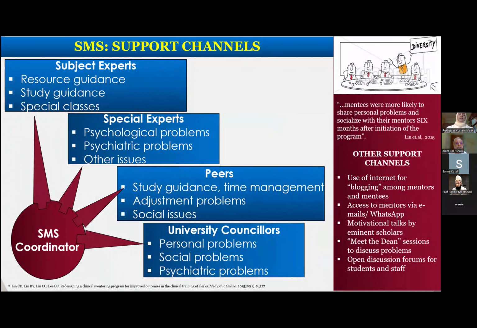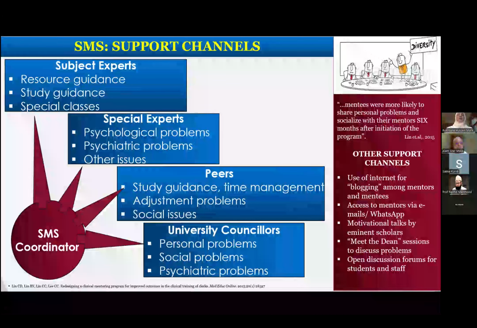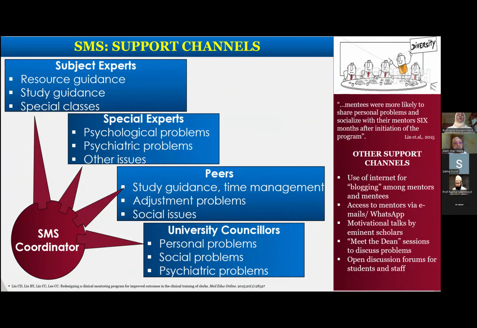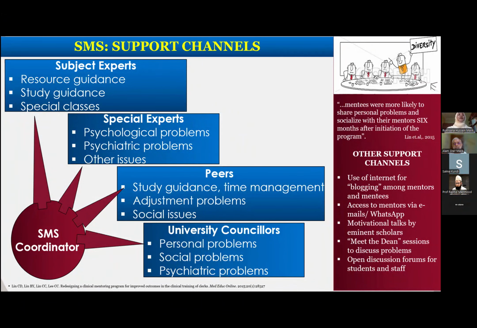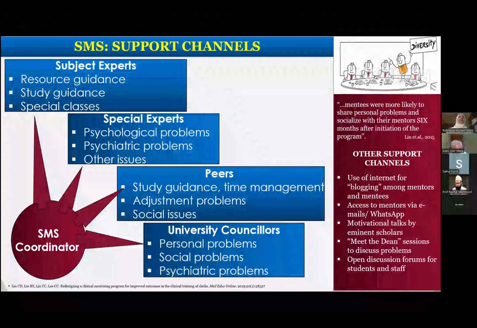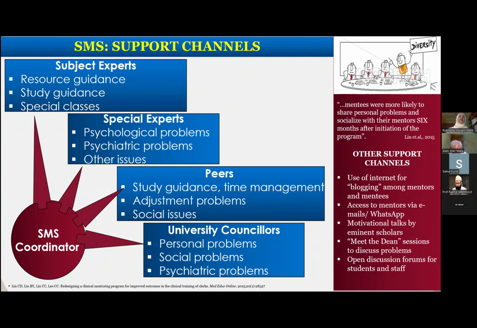The SMS coordinator will also communicate with the university counselor for personal problems, social problems, and psychiatric problems. He will inform the peers for study guidance, time management, adjustment problems, and social issues. He might go and talk to the peers, the class per se, because if there is a lot of drift going on within the class or the group, then the SMS coordinator intervenes. The special experts handle psychological problems, psychiatric problems, and other issues. For that, or for medical issues, the students are guided towards the available facilities to overcome the problem. And the subject experts are involved as resource guidance, study guidance, and special classes.